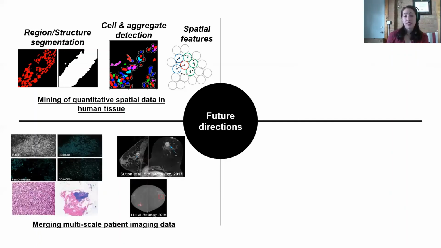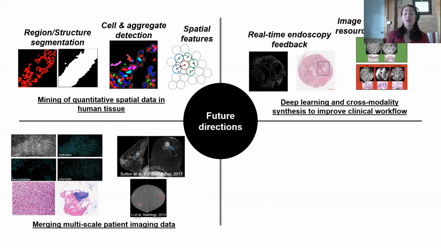I'm also very interested in merging multi-scale patient data. I have a project sitting on my desk right now where I have matched MRI data with some lumpectomy sections from triple negative breast cancer patients, and merging those multi-scale imaging features I think is going to be really exciting in terms of learning more about what you can figure out about patient prognosis from these earlier images. Also, doing cross-modality synthesis, so going from one domain of images to another, I think will allow us to learn more about real-time feedback for endoscopy.